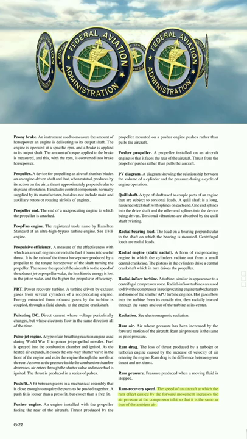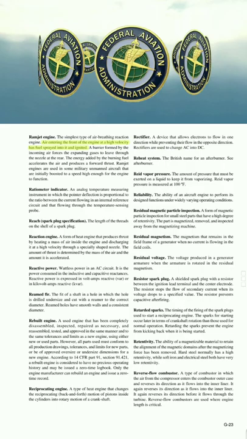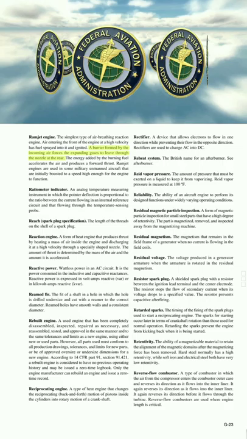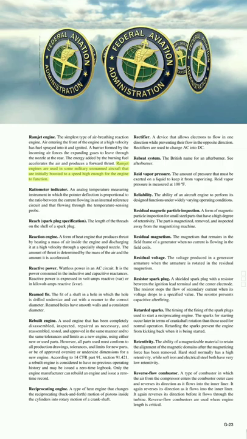G22. Ramjet engine. The simplest type of air-breathing reaction engine. Air entering the front of the engine at a high velocity has fuel sprayed into it and ignited. A barrier formed by the incoming air forces the expanding gases to leave through the nozzle at the rear. The energy added by the burning fuel accelerates the air and produces a forward thrust. Ramjet engines are used in some military unmanned aircraft that are initially boosted to a speed high enough for the engine to function.